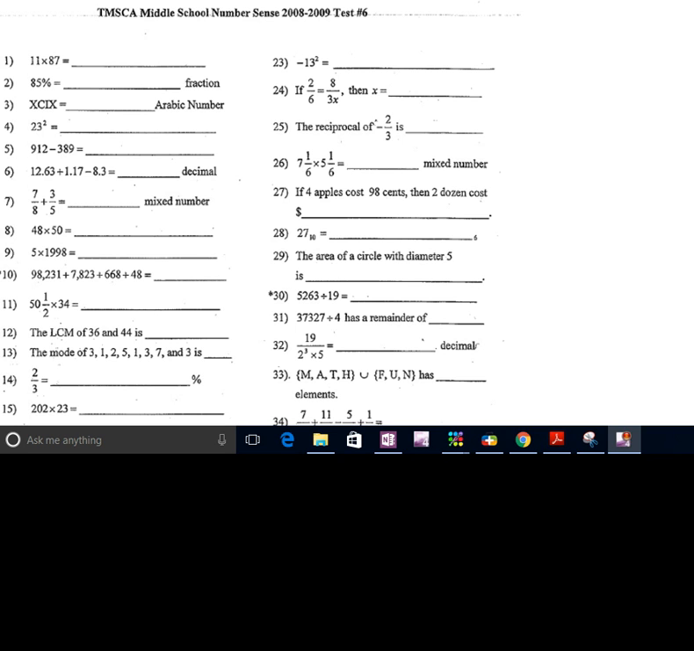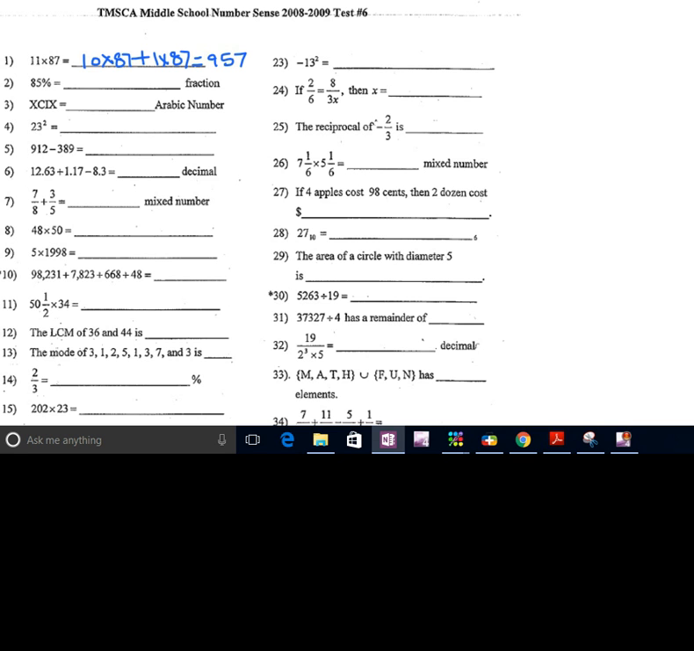So the first question over here is 11 times 87. I would like you all to think of this as 10 times 87 plus 1 times 87. So 10 times 87 is 870, and then you have to add 87 to it, so that's 957.